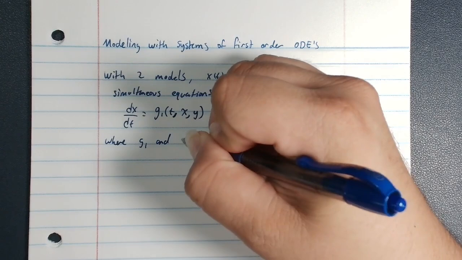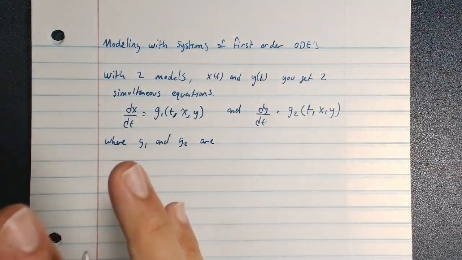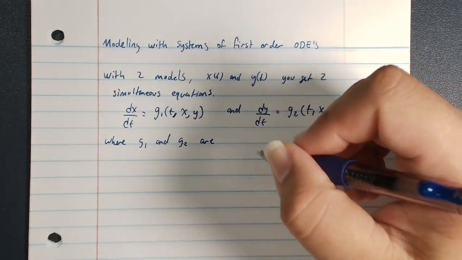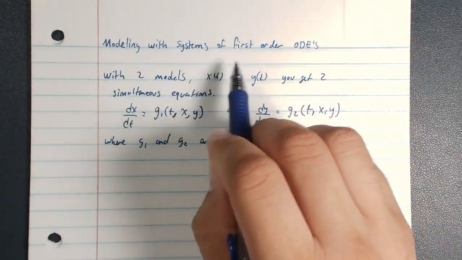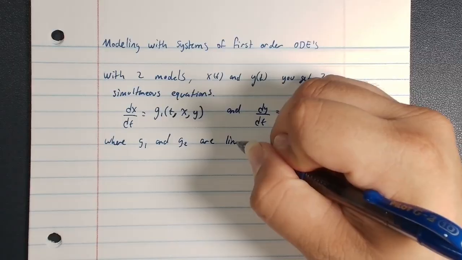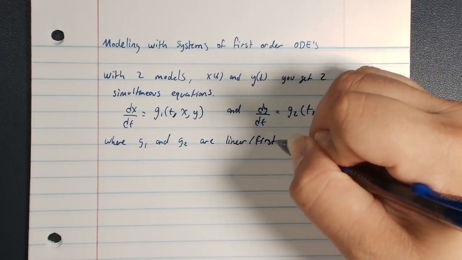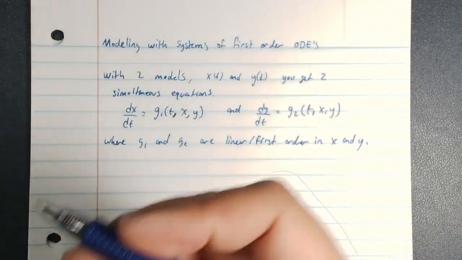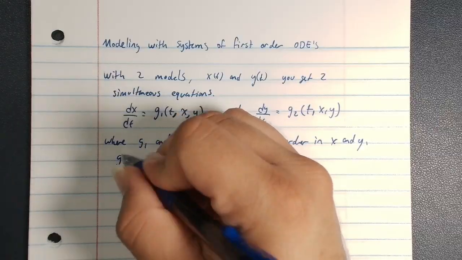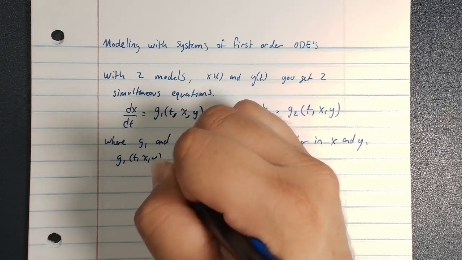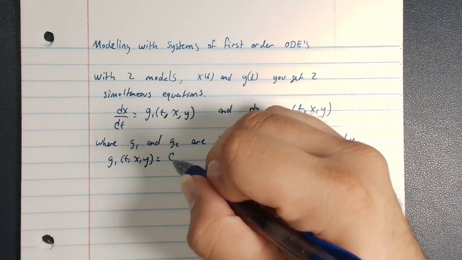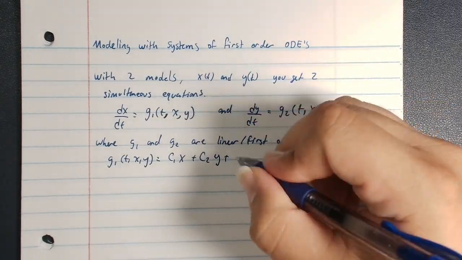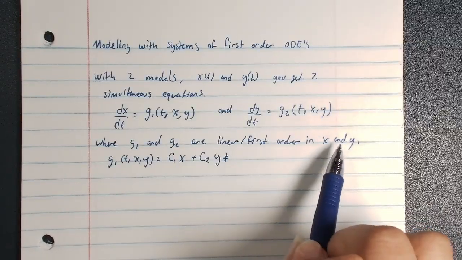Again, this is not a requirement in general, but this is where we're going to look at them. They're going to be linear in x and y and first order. Well, I guess first order means linear, right? They are linear, first order in x and y. By which I mean it would look something like this. G1 of t, x, and y would just be some constant times x plus some other constant times y plus some function of t. It doesn't have to be linear in t specifically, just x and y.